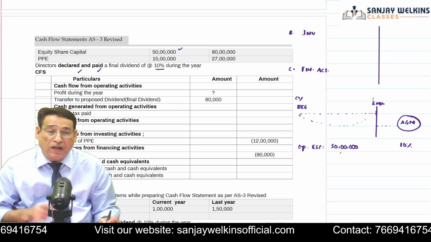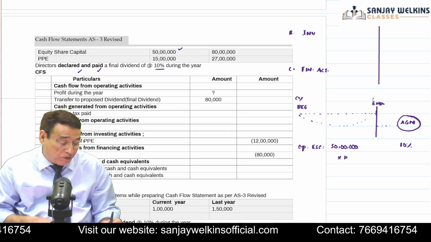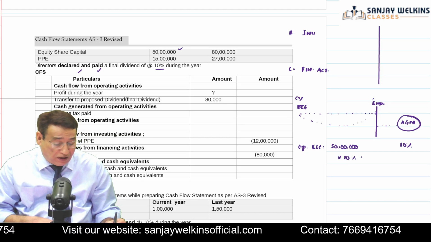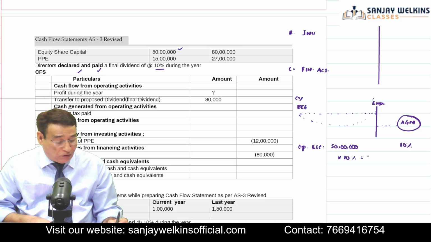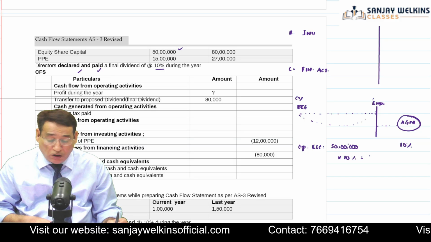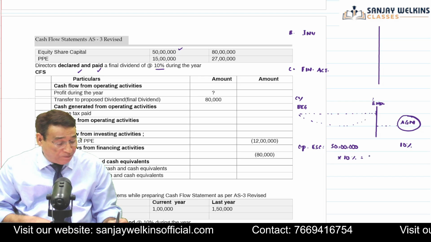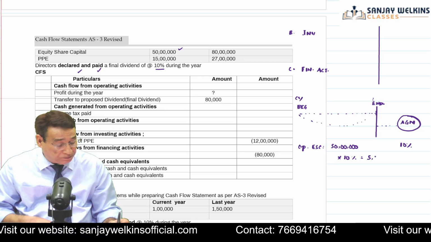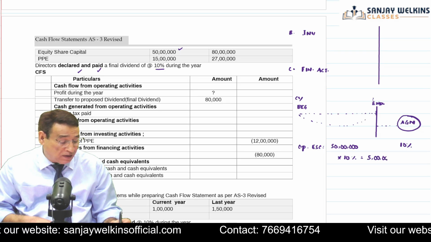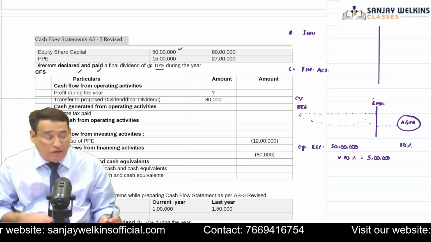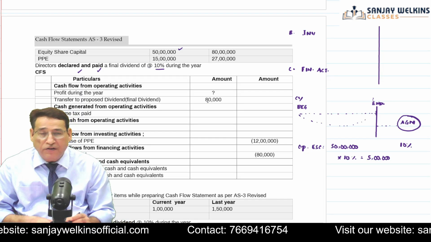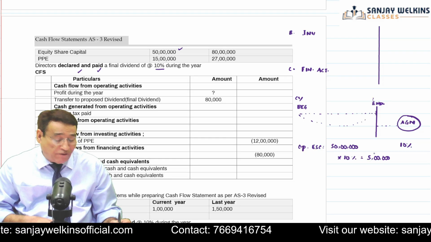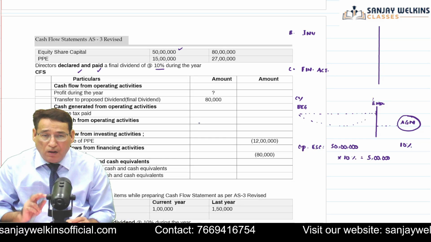So opening share capital is 50 lakh. You are going to compute 10%. So your dividend in this particular case will be equal to 5 lakh. Our share capital is 50 lakh, so it will be equal to 5 lakh. Is it clear to you? That means the final dividend given in the adjustment is 5 lakh. Is it clear to you?